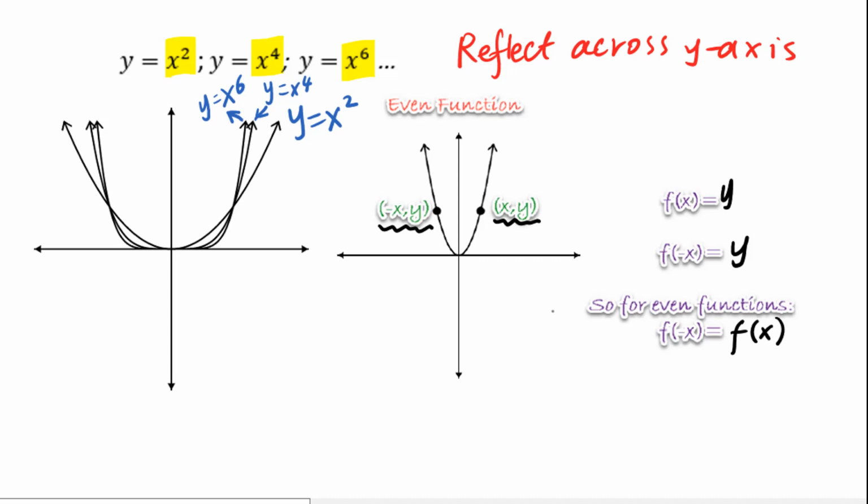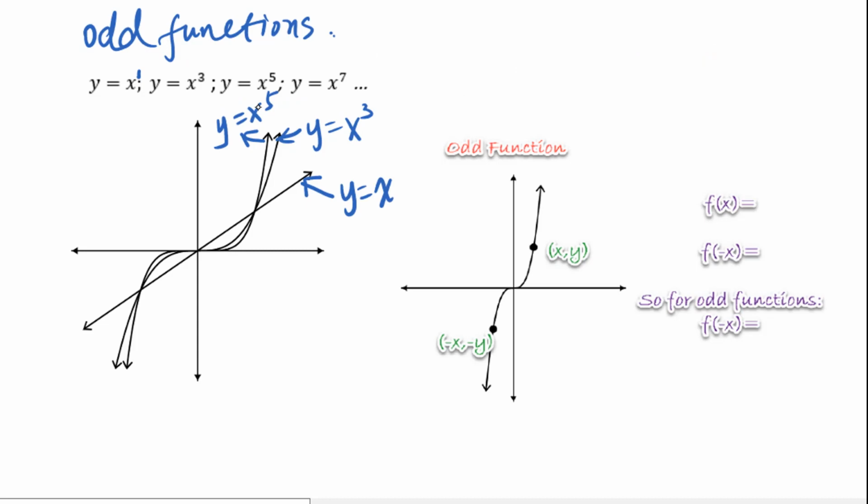For all functions, if the graph reflects across the y-axis, or for all the functions that have this property, f of negative x equals f of x, we call this an even function. Compared to even functions, we have odd functions.